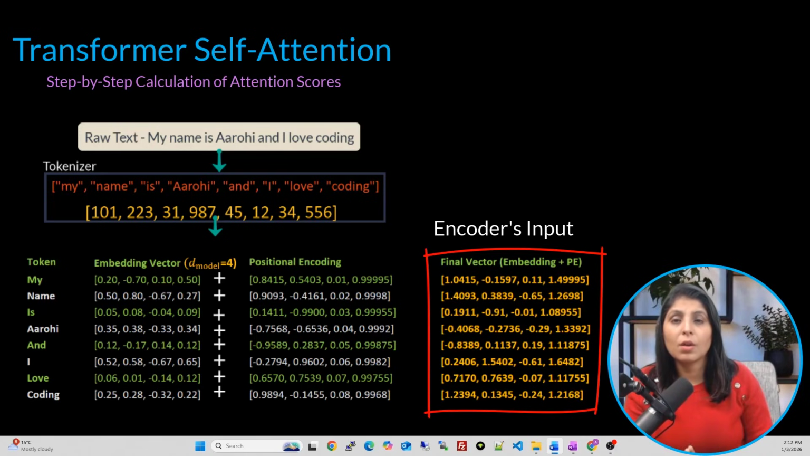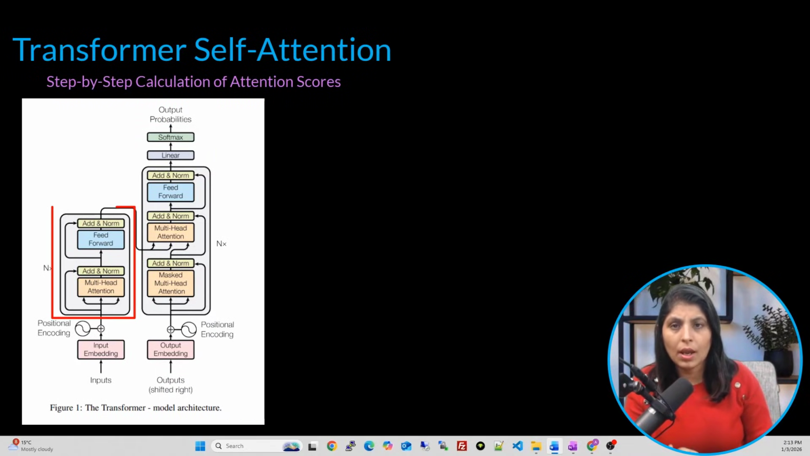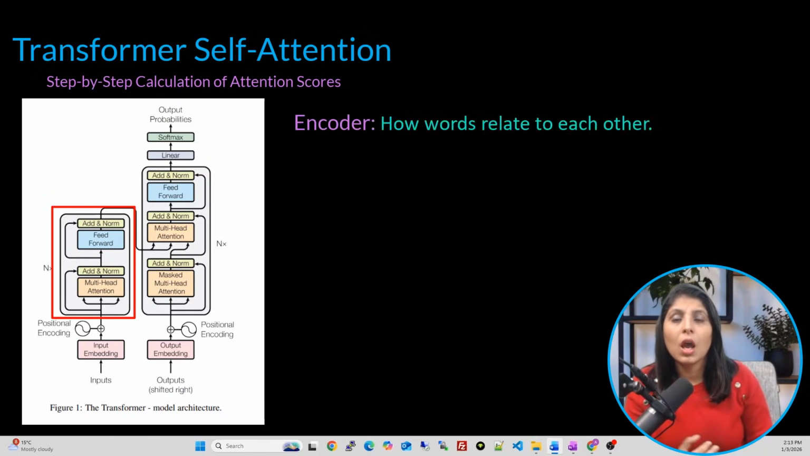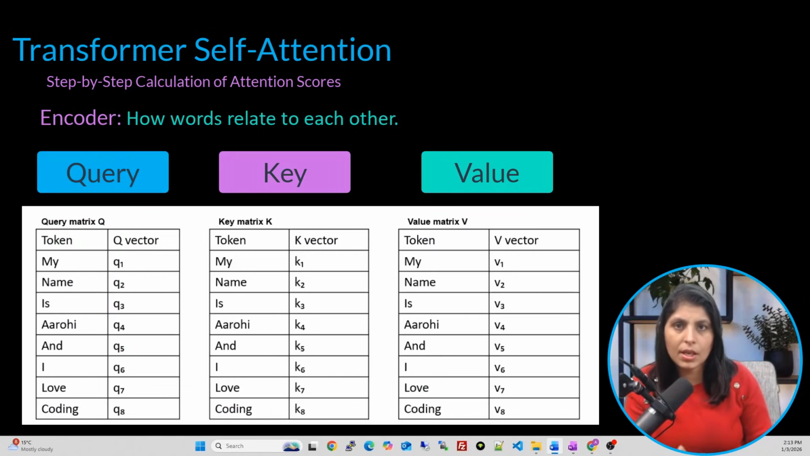And guys, which paper are we talking about? The Attention Is All You Need paper we are discussing. The main task of the transformer starts with the encoder, and the main job of the encoder is to learn how words relate to each other. To learn the relationship between the words, the encoder uses query, key and value. This is what we discussed in the previous lecture. Each token performs three tasks: query, key and value. And guys, if you don't know what query, key and value is, then please check the previous lecture, because only then will you understand today's lecture.